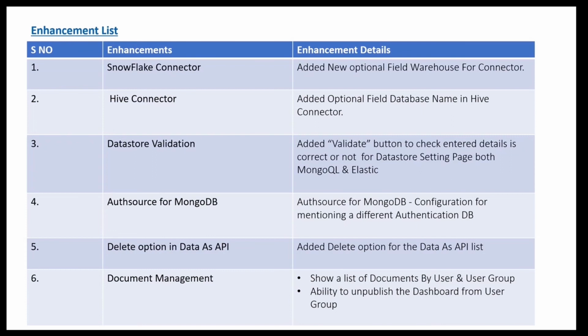The fourth enhancement is auth source for MongoDB. In this enhancement, auth source configuration is now enabled for mentioning a different authentication database. The fifth enhancement is the deleted option in Data as API. In this enhancement, we have added a deleted option for the Data as API list.